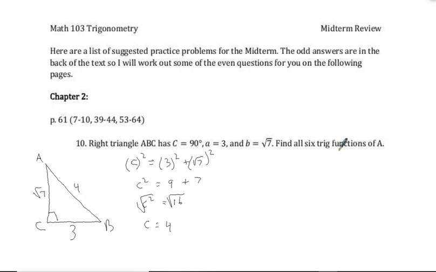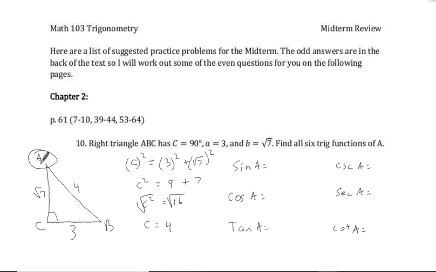With that information, now we can find the 6 trig functions of angle A. Because that's the angle that we're going to be talking about, I like to circle it. And now I typically write the trig functions in the same order. So sine, cosine, tangent, and then their reciprocal functions, cosecant, secant, and cotangent.